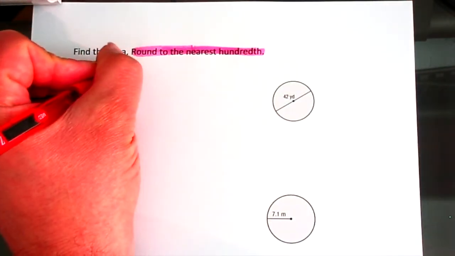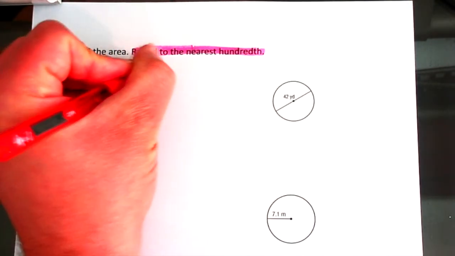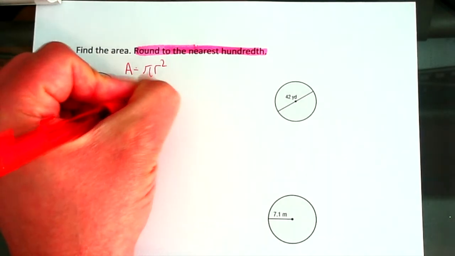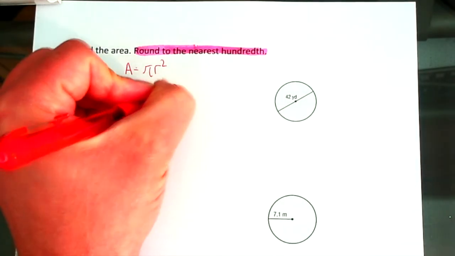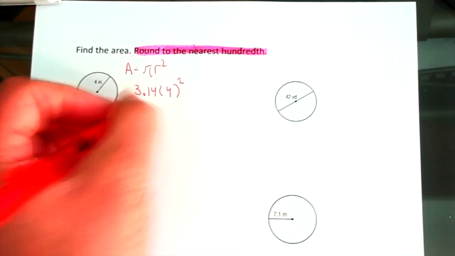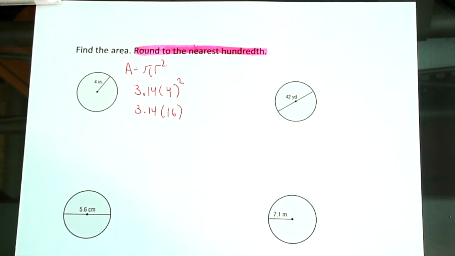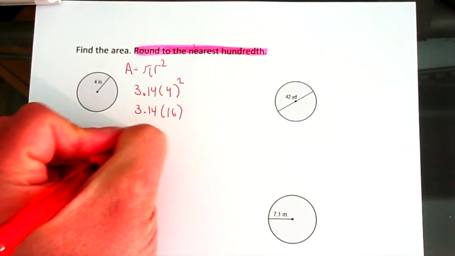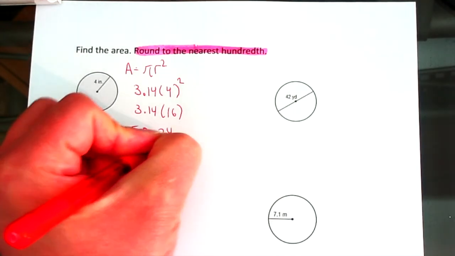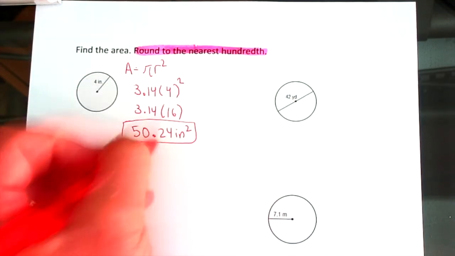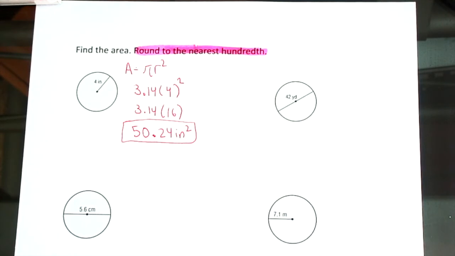So I'm going to put my formula again, pi times the radius squared. Well, here it did give me the radius. So I do have the radius. So that's 3.14. The radius is 4, which is 4 squared. Well, that becomes 3.14 times 16, because 4 squared is 4 times 4, which is 16. And I get 50.24 inches squared, and that's a square unit. And since this is 2 places behind the decimal, I already have it to my nearest hundredth.